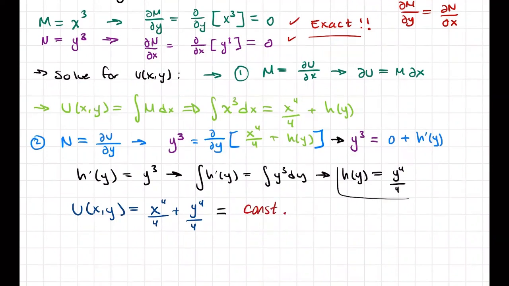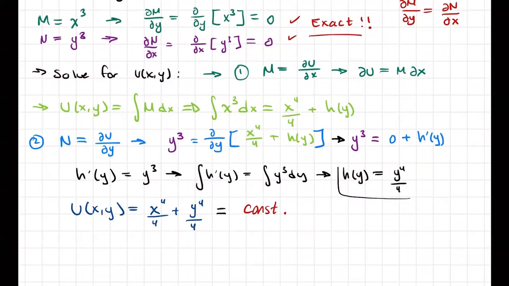Therefore, we can rewrite this. We can multiply times 4, so we can get rid of the 4 on the bottom, and we get that x to the 4 plus y to the 4 is equal to some constant that we'll just call d. And that will be the solution for this problem.